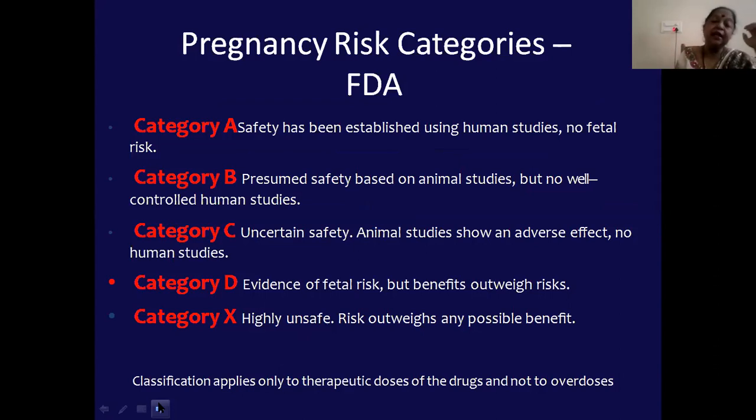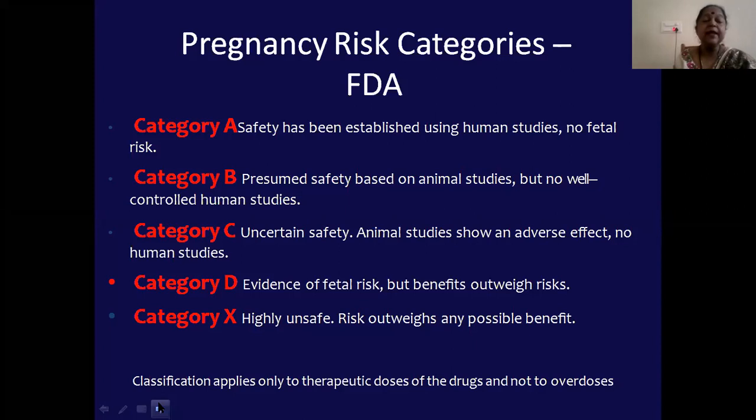So we always categorize like category A. The safety has been established using human studies. There are no fetal risk. Category B, presumed safety based on animal studies, but no well-controlled human studies. Category C is uncertain safety. The animal studies show an adverse effect, but there are no human studies available. Category D, where evidence of fetal risk, but benefit outweighs the risk. And category X is highly unsafe, risk outweighs any possible benefit. This classification applies only to the therapeutic dosages of the drugs and not to the overdose.